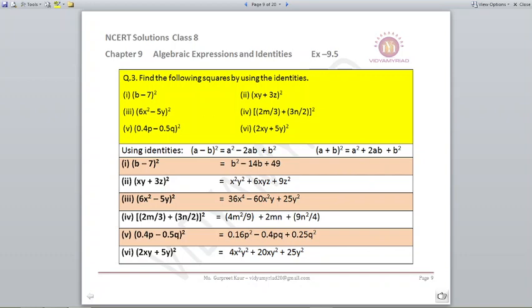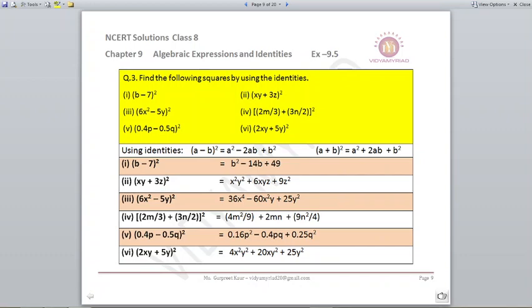0.4p minus 0.5q the whole square, that is a minus b the whole square, which means I can write it as 0.4p the whole square minus 2 into 0.4 into 0.5 plus 0.5q the whole square. You will rewrite it as 0.16p square minus 0.4pq plus 0.25q square.